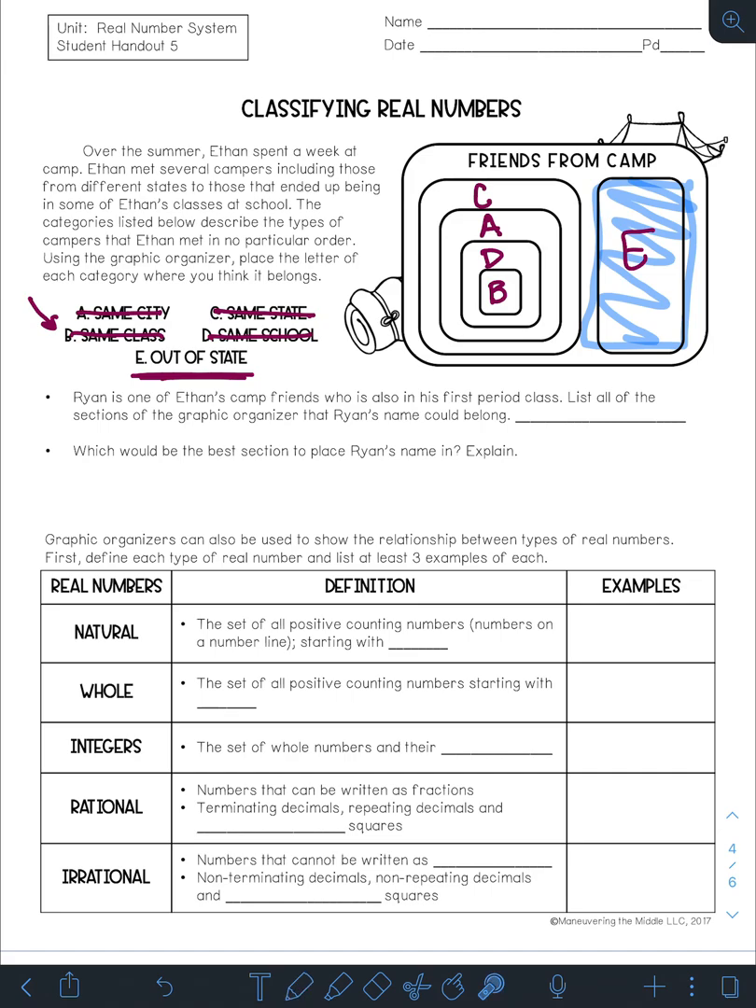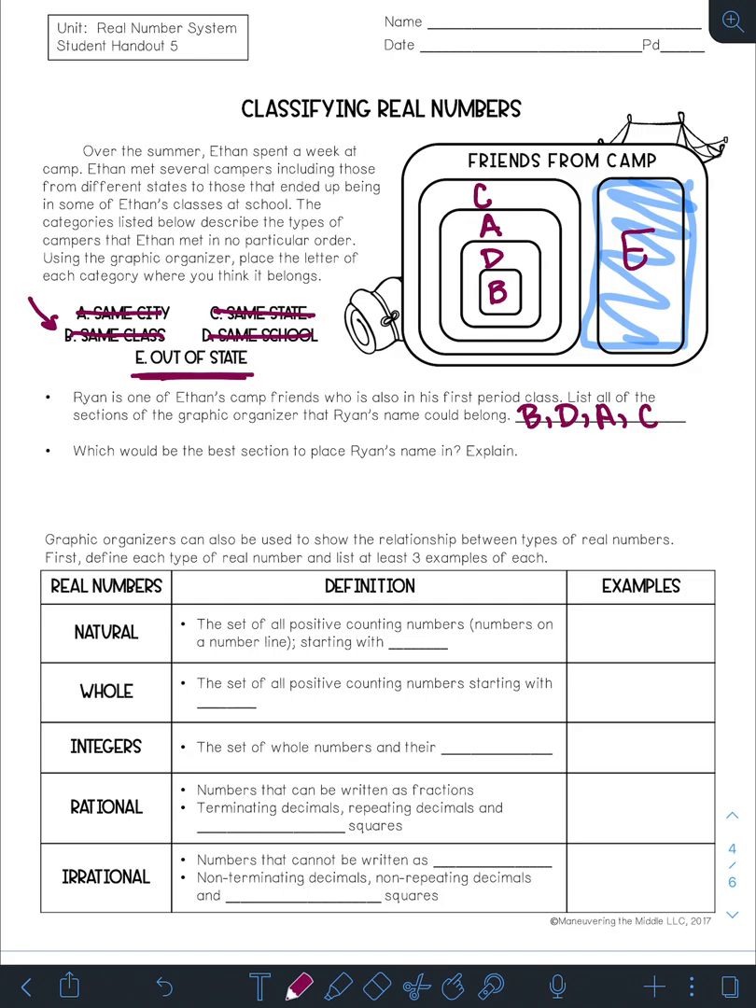So obviously, Ryan is in his first period class, so we know for sure that he falls in B. If he's in his first period class, does that mean that he also goes to the same school? Wouldn't he have to go to the same school? Same school. And then wouldn't they live in the same city at that point? And wouldn't they also live in the same state? However, would Ryan live out of state? Probably not. So he doesn't fall in that category over there, E.